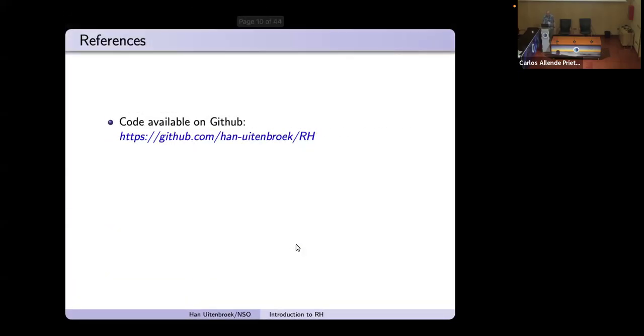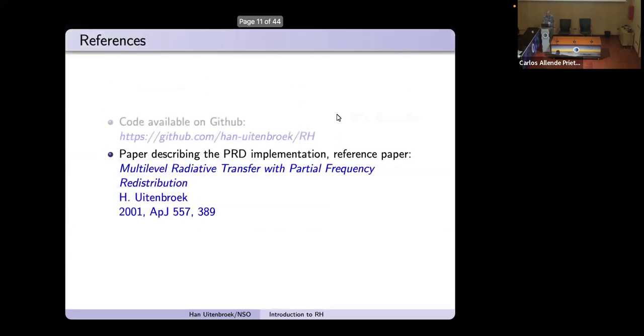In 2.5D, actually, yeah. So the code is available from GitHub. You can download it here, and I'll go through the installation a little bit later. The paper describing the PID implementation is basically the reference paper, the paper from 2001 describing multi-level radiative transfer with partial frequency redistribution. Not all the capabilities that the code has are described there, but it's basically the fundamental paper describing the method that I've implemented.